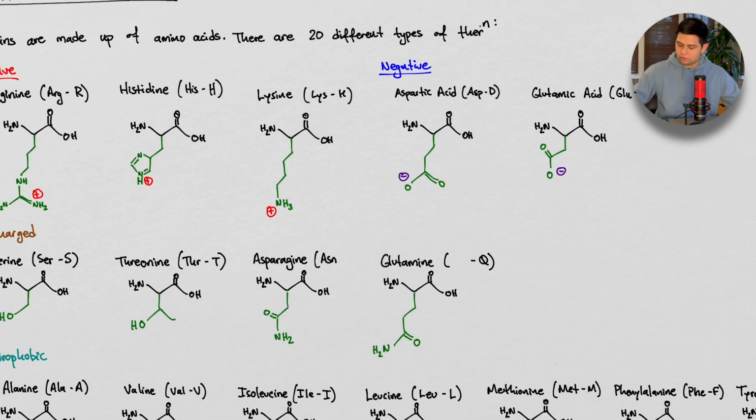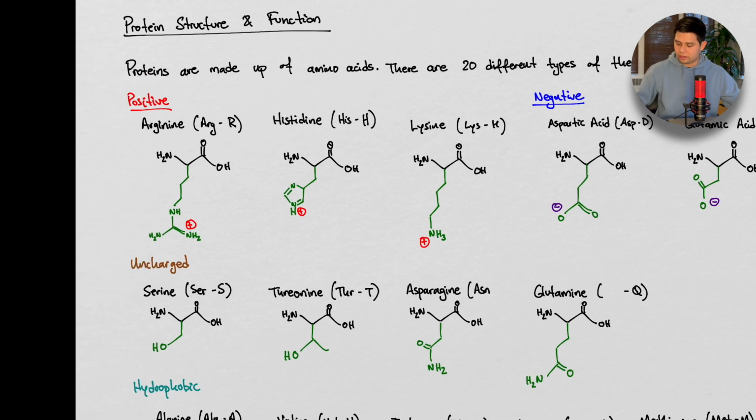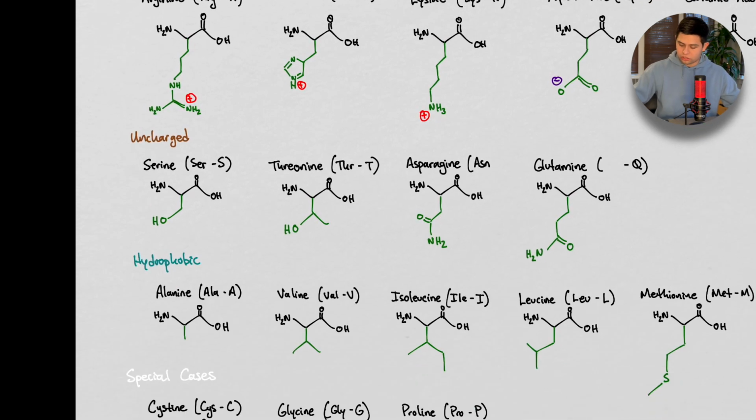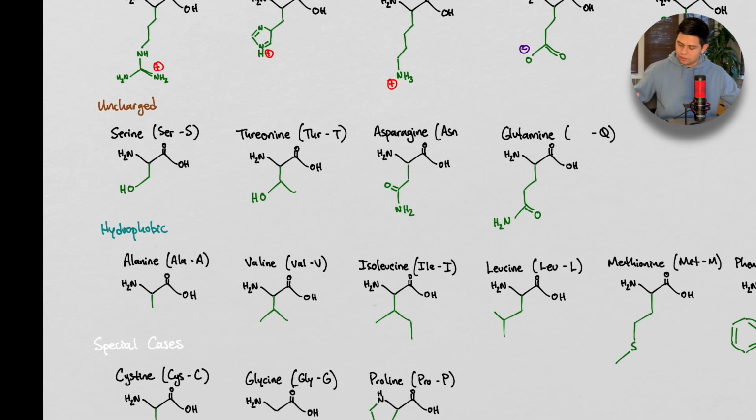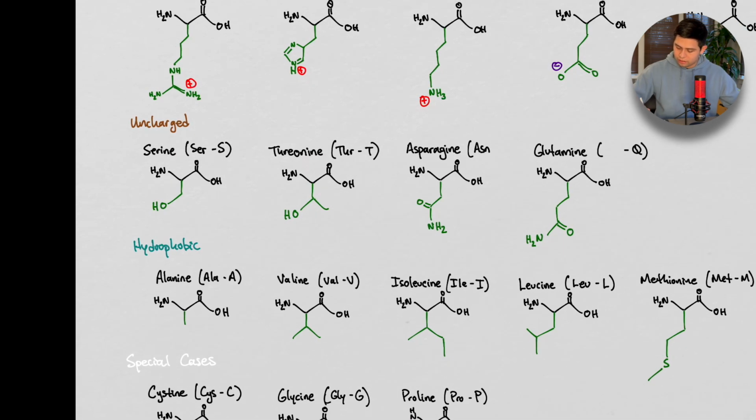These are the amino acids. There are 5 of these that have charge on them. Then there are the uncharged ones. So these uncharged ones are serine, threonine, asparagine, and glutamine.